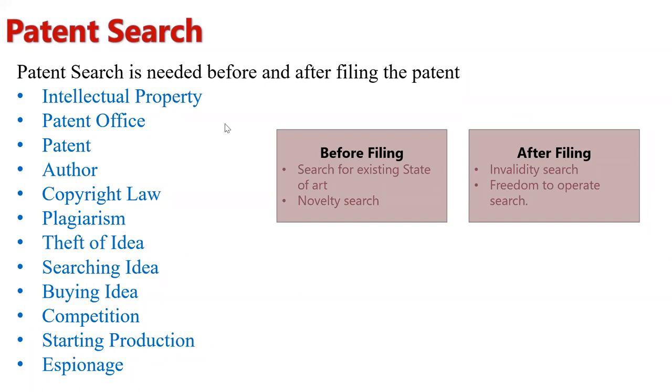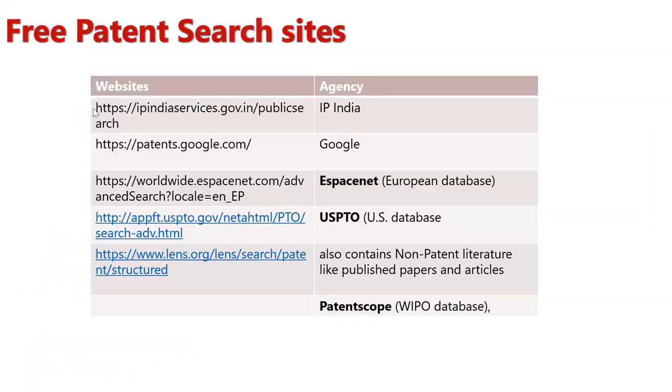So what are the websites available? This is the first website that will show the patents that are filed in India. Google will cover patents all over the world, and this is eSpacenet, USPTO, and Lens. And last is the WIPO database. So these are the search engines that are available.